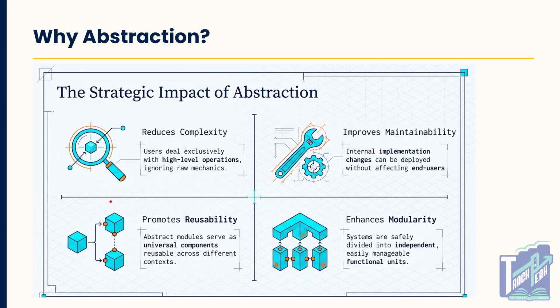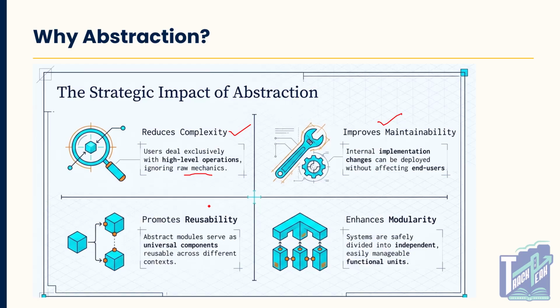So why is abstraction so important? The main impact of abstraction is that it reduces complexity. The user can deal exclusively with high-level operations without worrying about the raw mechanics. It also improves maintainability, in the sense that internal implementation changes can be carried out without affecting the end users. This is called improved maintainability, and it is due to abstraction.